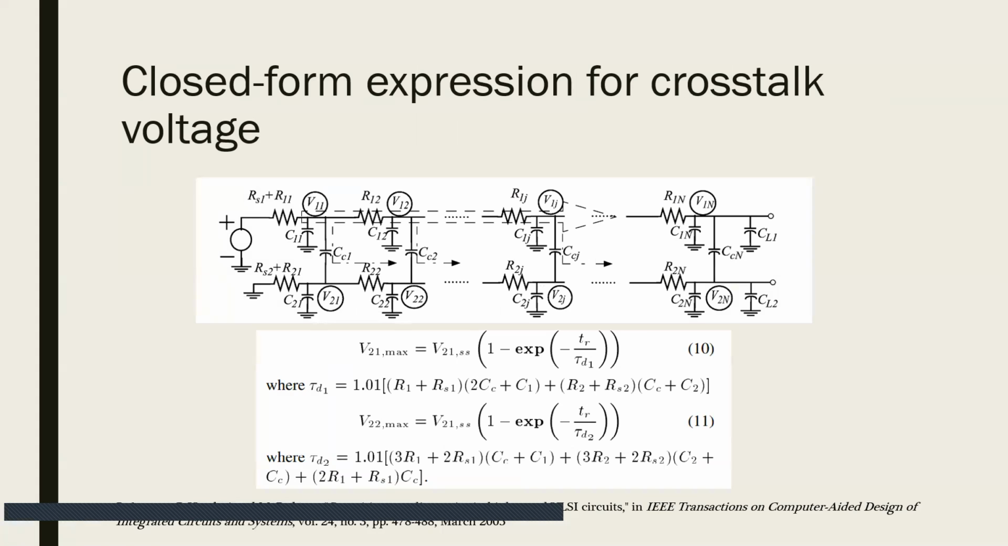Here is a closed form expression for the crosstalk voltage. I will not dig into the details of the derivation, but the big idea is that the authors modified the Elmore delay model and included some additional modeling for the time constant, and that basically responds to that slow varying input step.